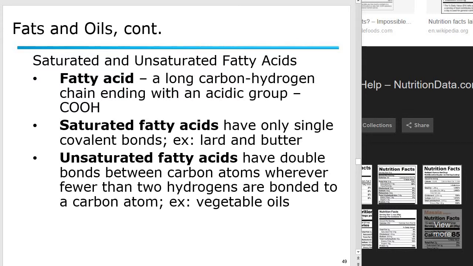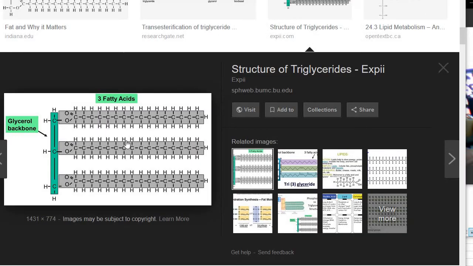Where's my picture of a triglyceride? One second. Okay, here's an example of a triglyceride. These are three fatty acid chains. Notice how they're all carbons and hydrogens, majority. And then up here we have the glycerol molecule. This is a triglyceride.